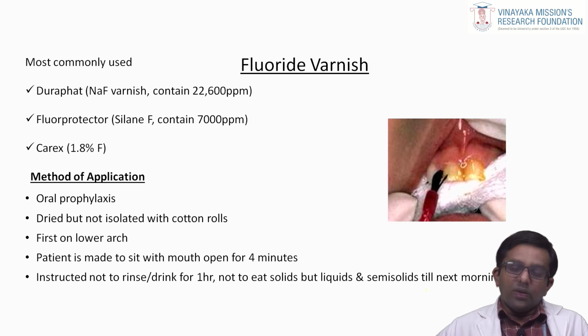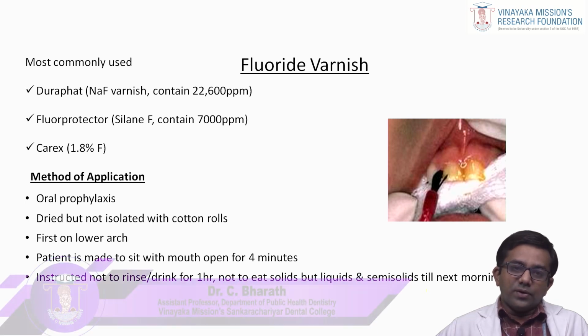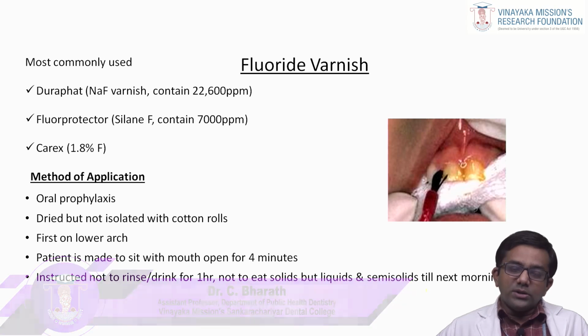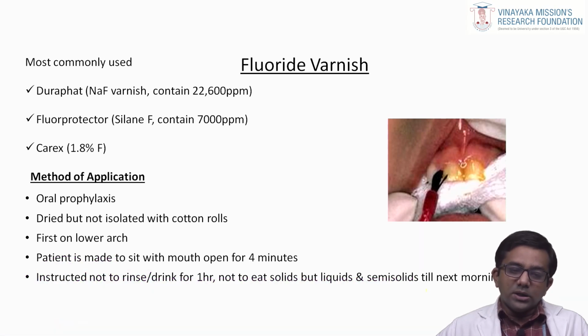Next, professional applied topical fluoride is the fluoride varnishes. Fluoride varnishes also have topical fluoride effect on the tooth surface. How? It is because the fluoride application onto the tooth surface helps in prevention of dental caries. The most commonly used are Duraphat and Fluor Protector. So, the method of application is again oral prophylaxis has to be done. The tooth should be isolated with cotton rolls and dried thoroughly.